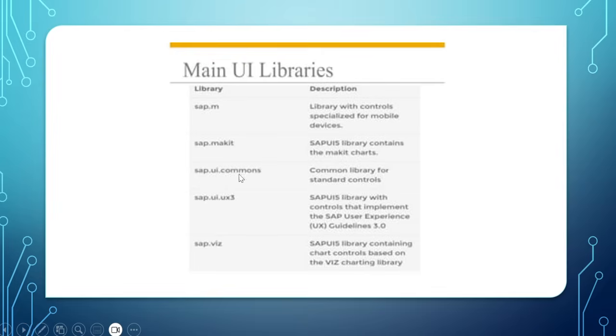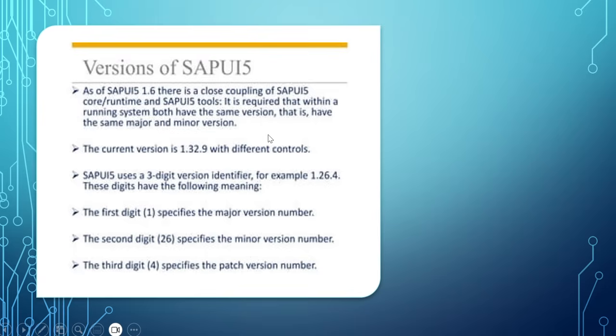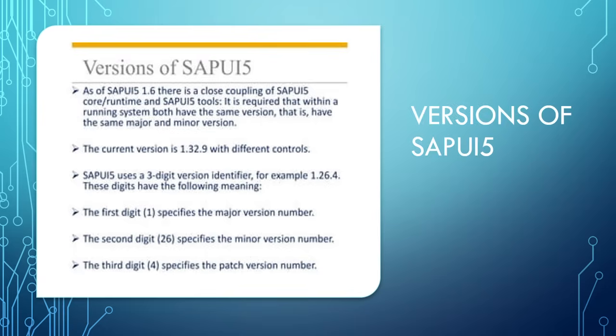So these are some of the common libraries we will use the most. Now, sap.ui.commons is deprecated. Currently we are using only sap.m. And how are the versions maintained in SAPUI5? Currently the version is 1.13 point something, right? For example, if you see, this is the current version, 1.32.9.